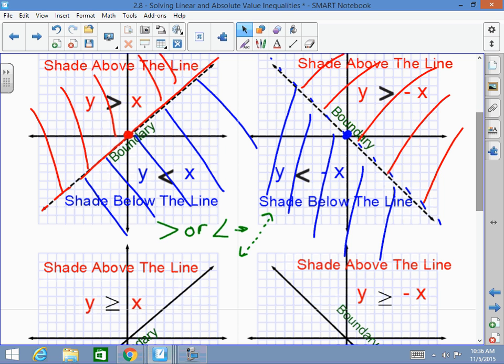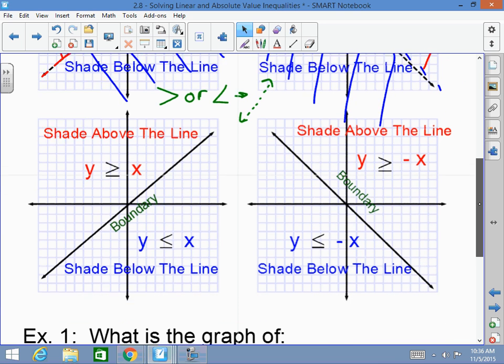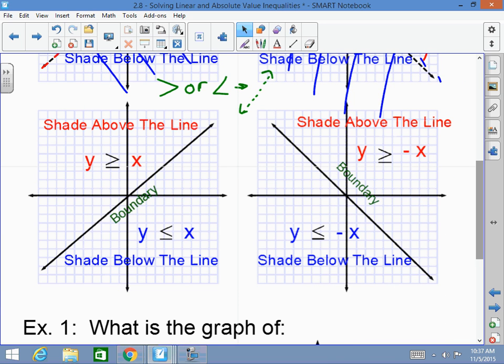And then the same exact shading qualities work for when you have y is greater than or equal to, or y is less than or equal to. Same exact shading rules. The only difference is that when it's a greater than or equal to or a less than or equal to, as you can see here in the graphs, it is a solid line. Does that make sense so far?